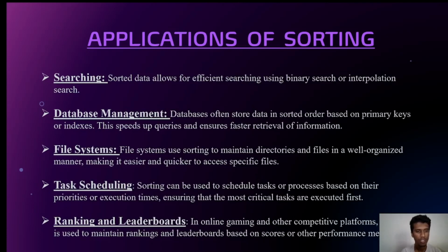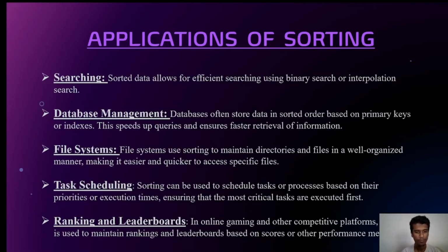File systems. File systems use sorting to maintain directories and files in a well organized manner, making it easier and quicker to access specific files. In file management, files are arranged in the order of KBs, MBs, or in alphabetical order, or depending on the priority of the files. They are arranged sequentially, and this is used for accessing files much faster.